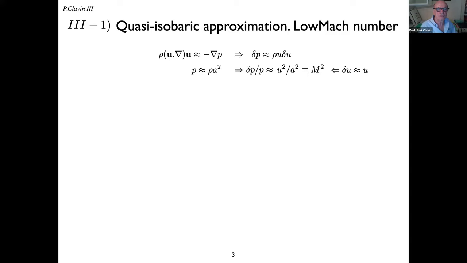First, let's... excuse me, I have a problem with my pointer. Where is my pointer? Sorry, I have a problem with the pointer. Okay, here it is.